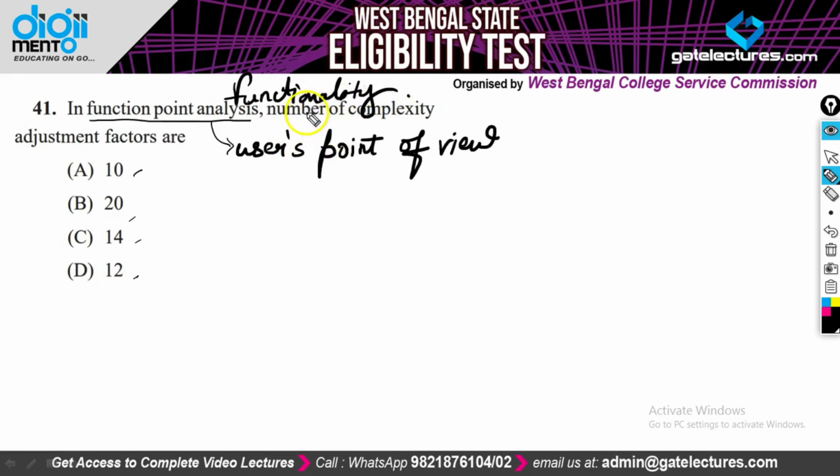Okay, so they are asking for the number of complexity adjustment factors. There are 14 actually, number of complexity adjustment factors, which check the overall analysis of our software. So the answer will be 14.